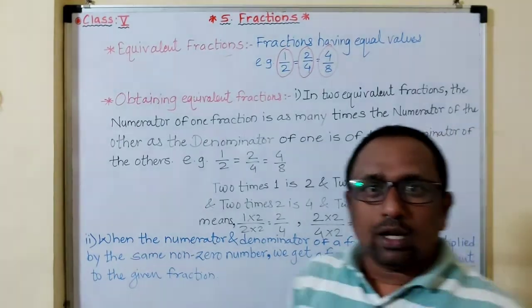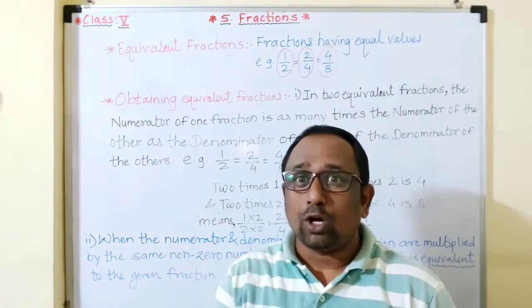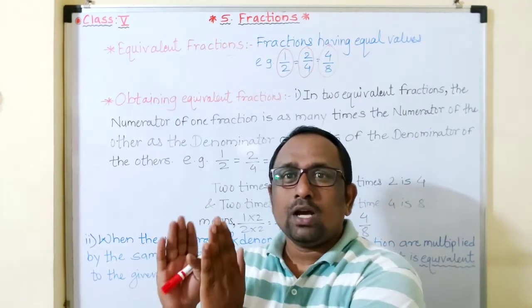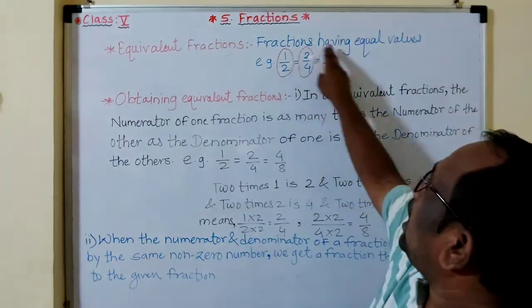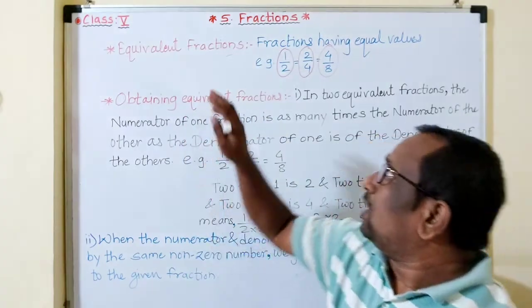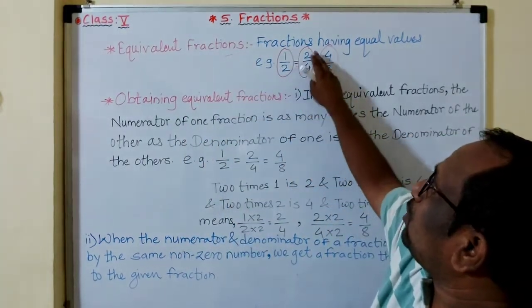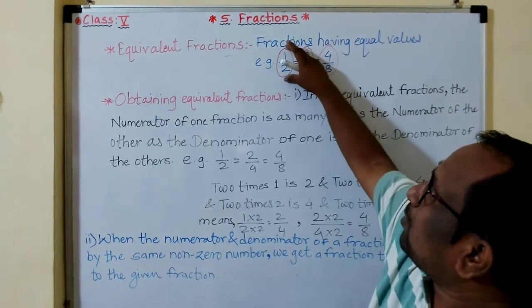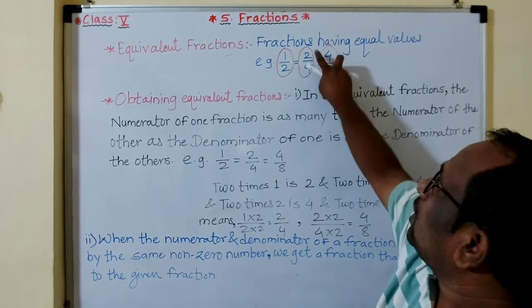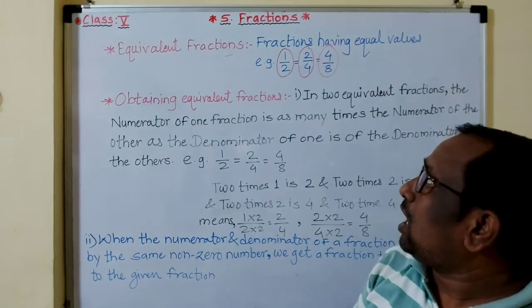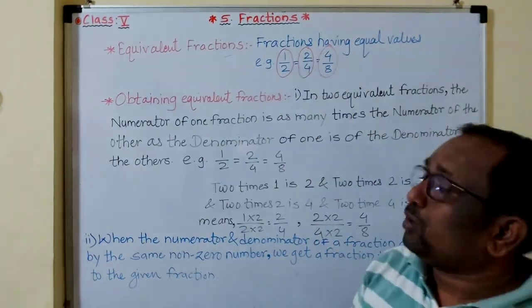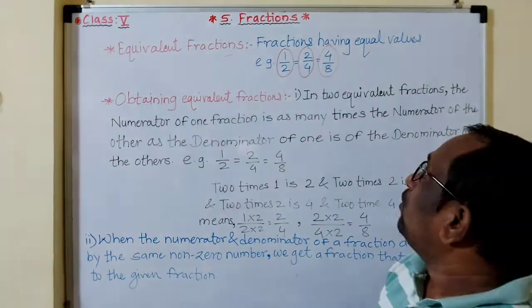So in our textbook there is one topic that is called equivalent fraction. Equi means same. Equivalent means the fractions having equal values. Just see here, then you will get a better idea. 1 upon 2 is equal to 2 upon 4 is equal to 4 upon 8. So 1 upon 2 is the fraction, equal to 2 upon 4. So these are equal values: 2 upon 4 and 4 upon 8. You say, sir, how? How is 1 upon 2 equal to 2 upon 4 and equal to 4 upon 8?